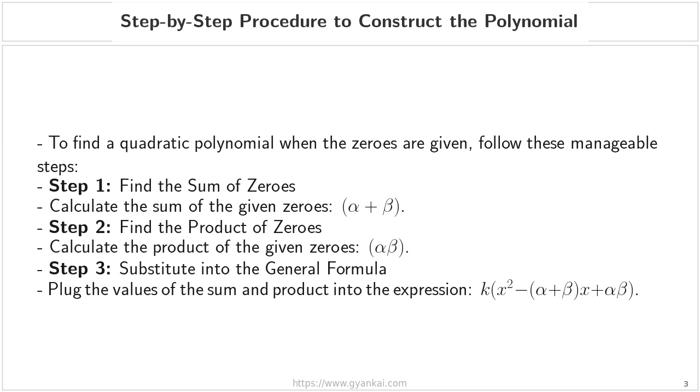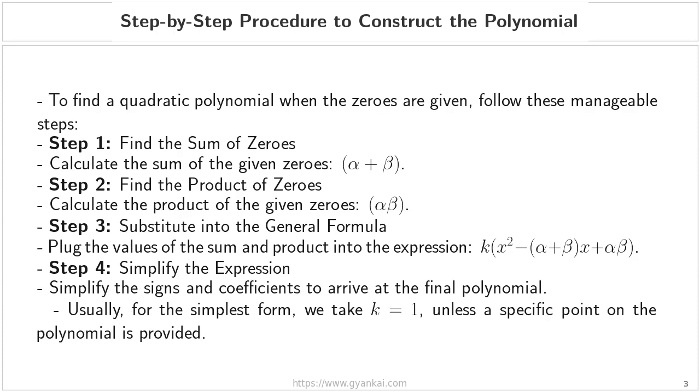Step 3, once you have these two values, you will substitute them into our general formula. You'll plug the sum and the product into the expression, k multiplied by the quantity x squared minus the quantity alpha plus beta times x plus alpha times beta. Step 4, finally, you must simplify the expression. This means cleaning up any double negatives and simplifying the coefficients to arrive at your final polynomial.